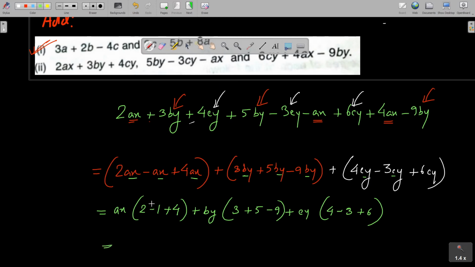So we have 2 plus 4, that is 6. 6 minus 1 is 5. So this is 5ax. 3 plus 5 is 8. 8 minus 9 is minus 1. So it will become minus by. Here we have 4 plus 6, that is 10. 10 minus 3 is 7. It will become plus 7cy. Very easy. Now let's do the same question using the column method.